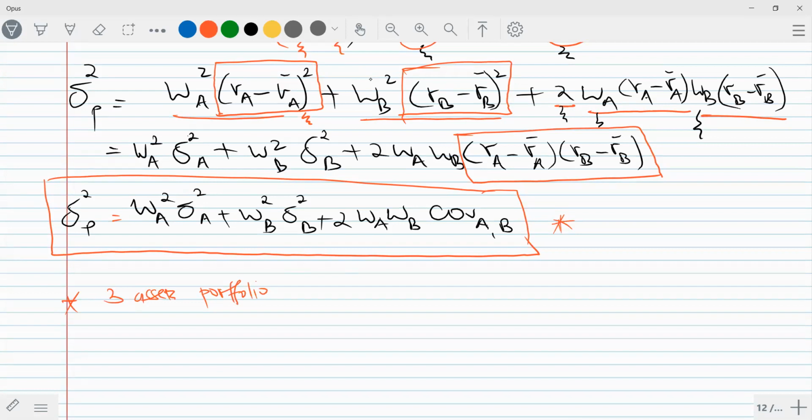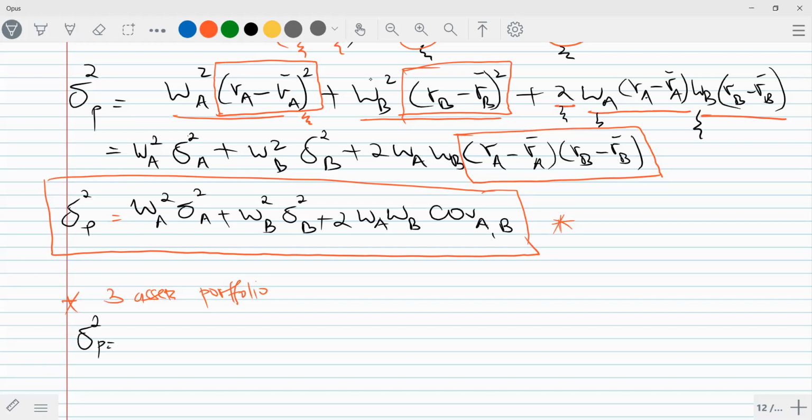Don't forget for the risk, it is not a weighted average. Therefore, for the risk we are going to add just terms here for asset C, because now we are going to have both A and B, but also C on top of it. So let's add the term for asset C.